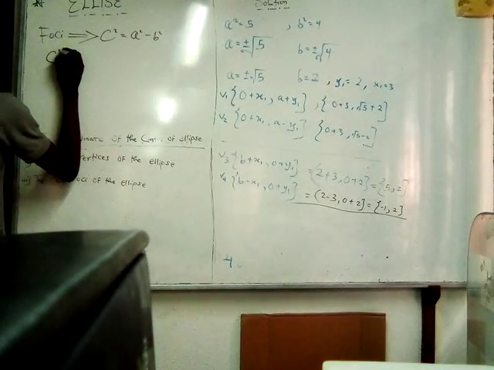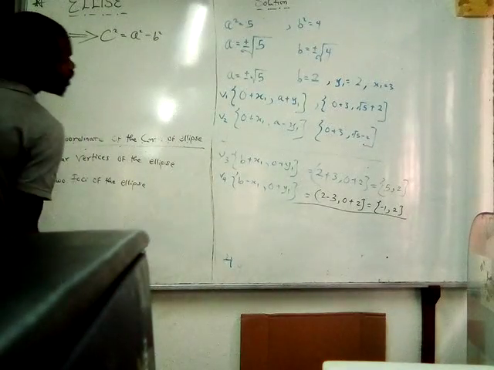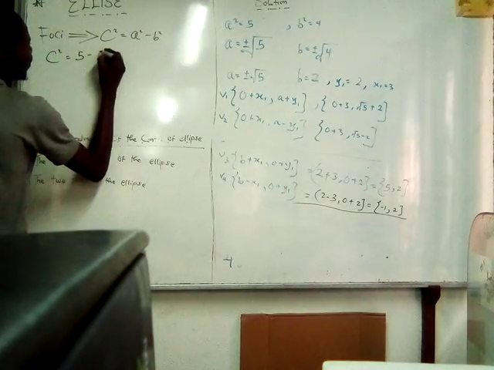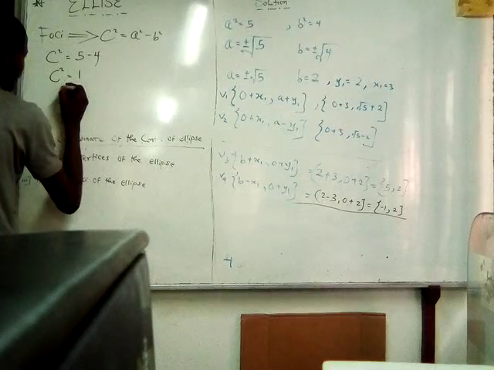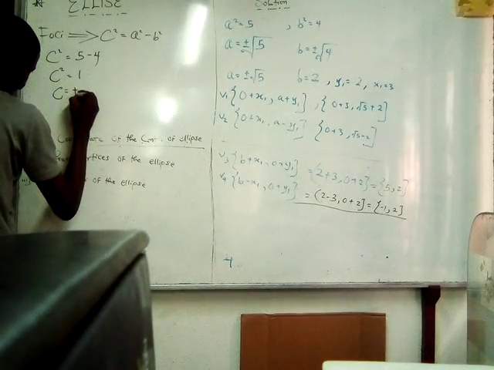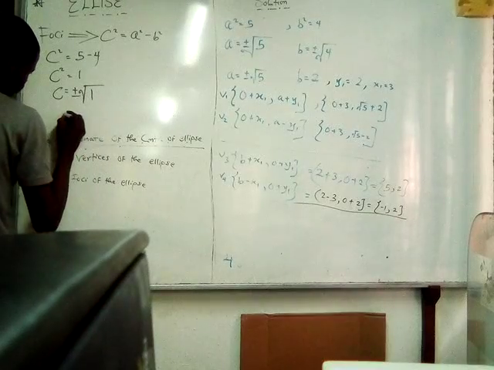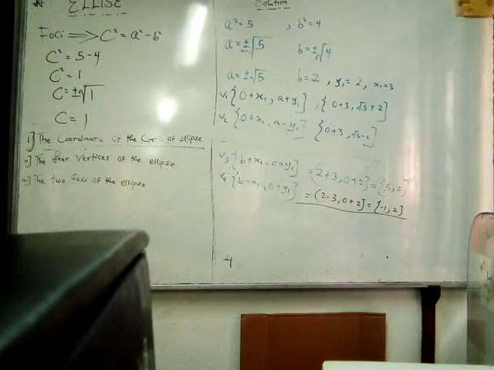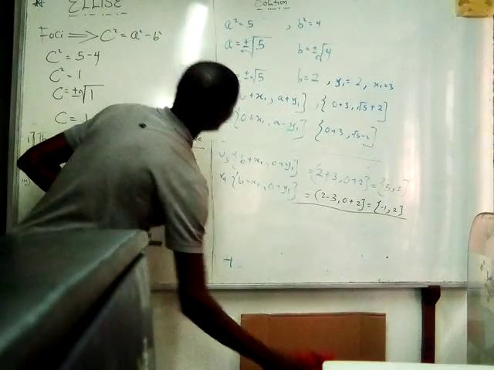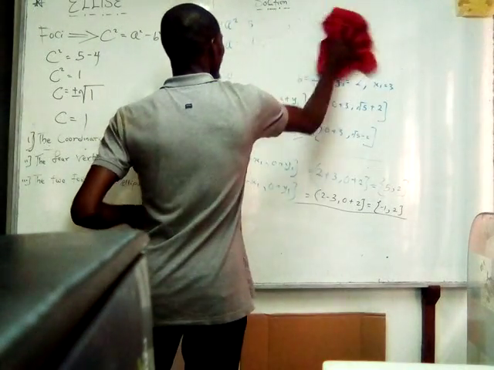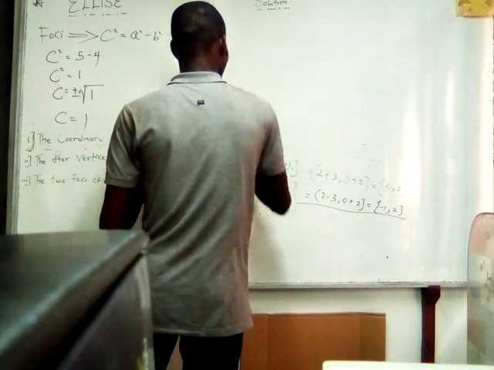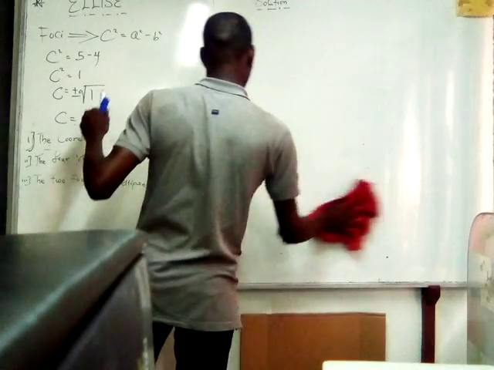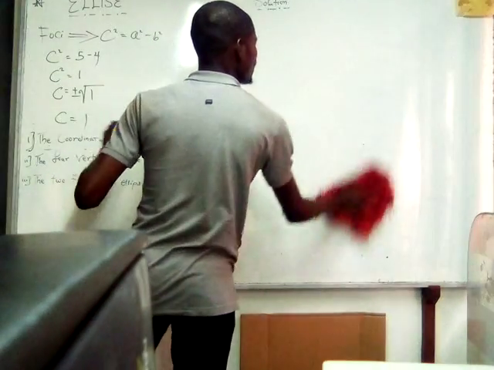So c squared equals our a squared, which is 5, minus our b squared, which is 4. So c squared equals 1, then square root of 1 gives c equals 1. So c equals 1. Then we move forward.